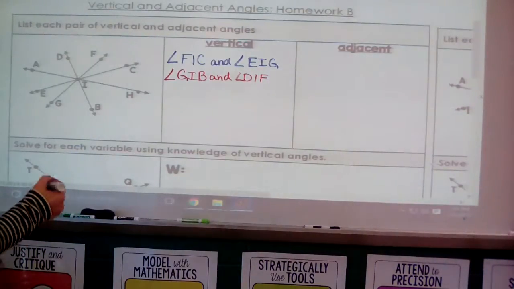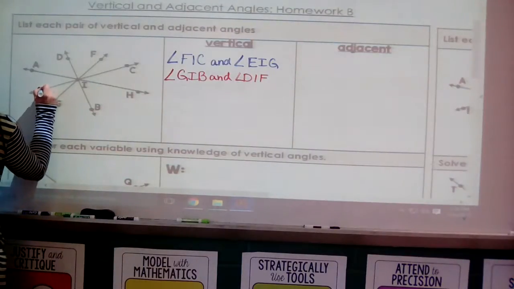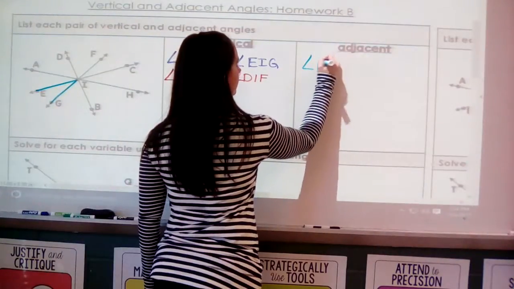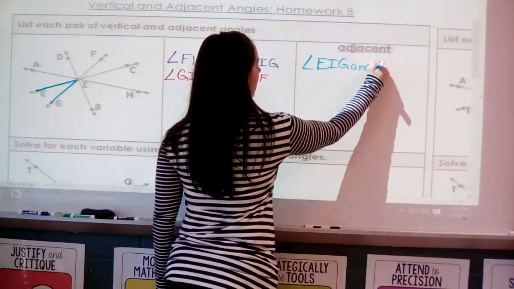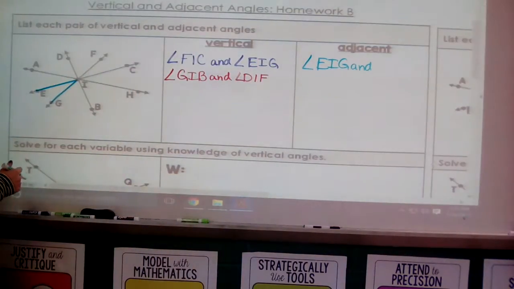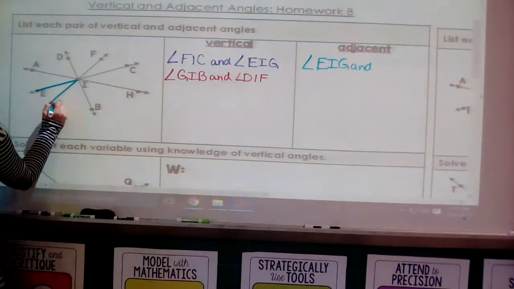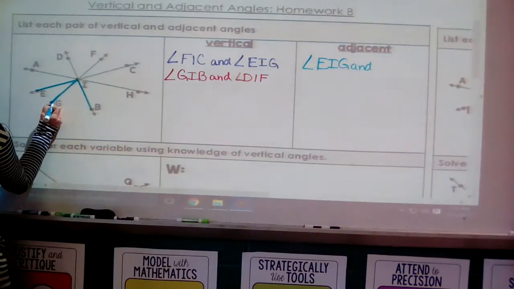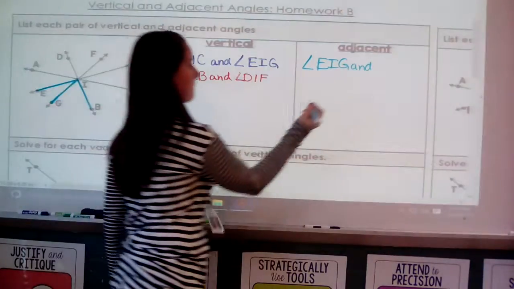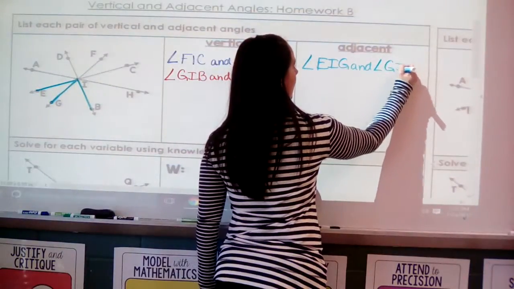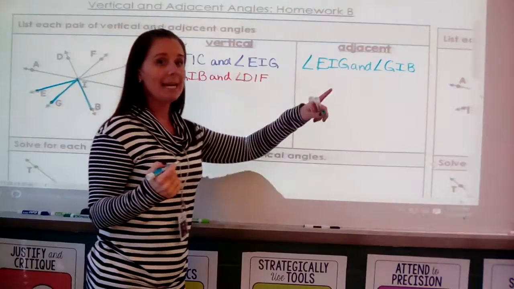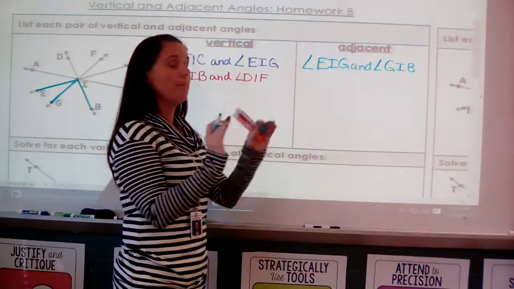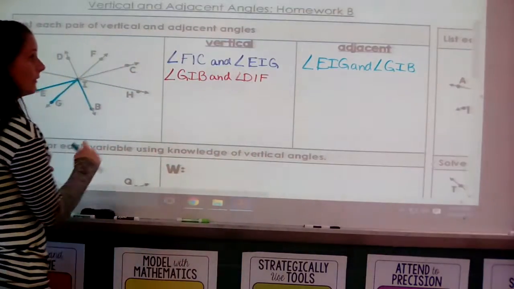So just like before, I'm going to pick a random angle. So I am going to pick angle EIG. So angle EIG, and I need to figure out which angle is adjacent to it, shares a side and an endpoint. So here's my endpoint, here's my side, the angle that is directly next to it, sharing the endpoint and side. I would have GIB. So angle GIB. Notice I'm naming my angle using the vertex in the middle. This could be flipped around, it could be GIE. It doesn't matter which endpoint you start with. The important thing is that you use the vertex in the middle.